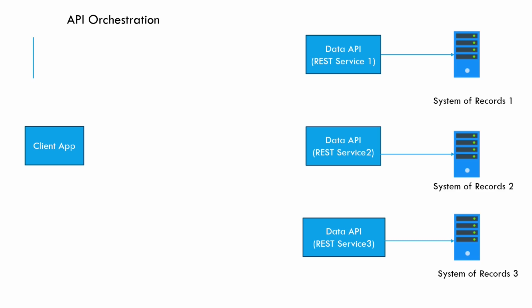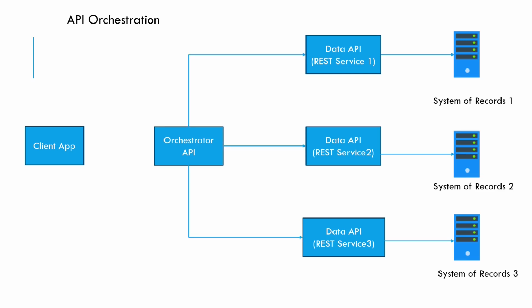But the client wants the whole data together, not one by one. The client is not able to hit all these data APIs directly, because we have one more layer in between that is called the orchestrator API. So this is the API which is going to call all these data APIs and perform the orchestration.